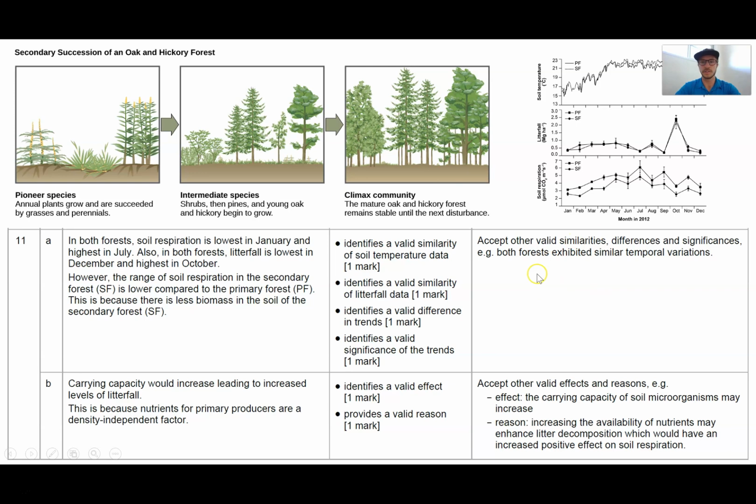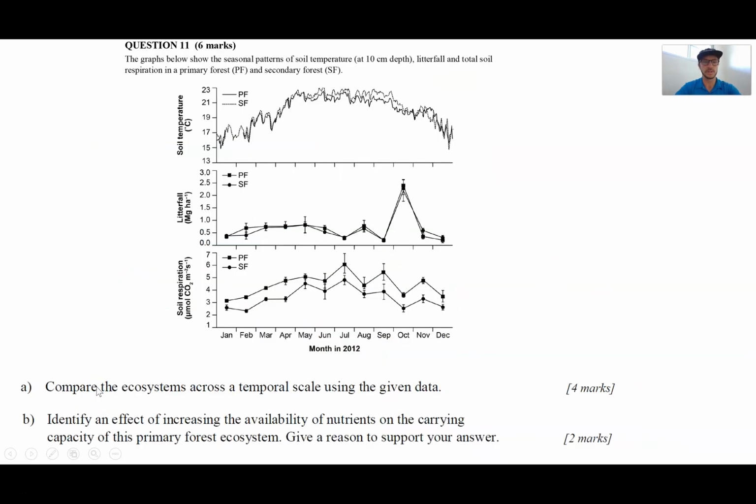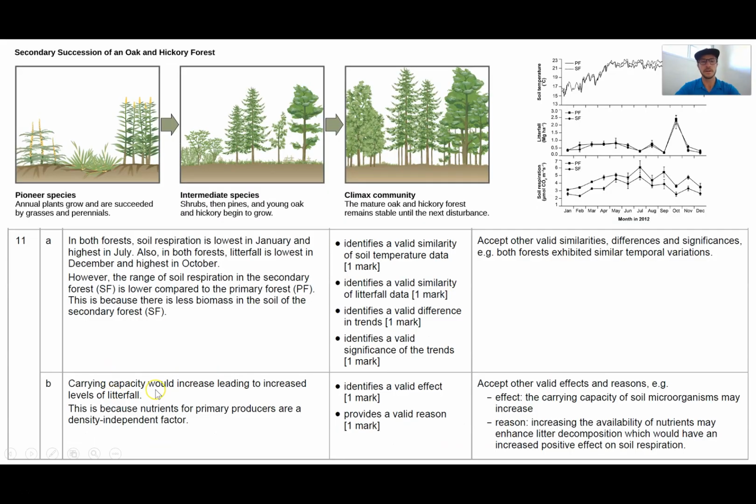There's some variations here which you can read, but let's jump on to B. So the question was, identify an effect of increasing the availability of nutrients on carrying capacity of the primary forest ecosystem. So carrying capacity would increase, leading to increased levels of litterfall. This is because nutrients for primary producers are a density-independent factor.